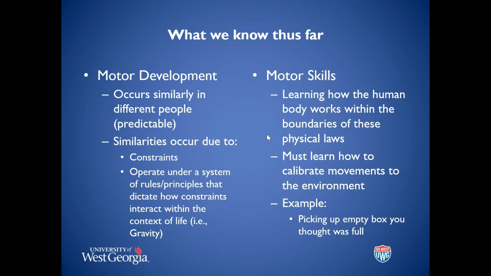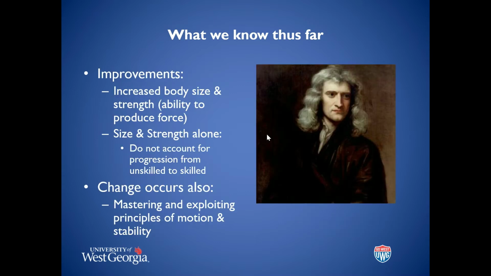And then also related to that is motor skills. So learning how our human body works within the boundary of the physical laws, laws of motion and gravity and all the things to do with physics. We have to learn how to calibrate ourselves in this environment. How do we manipulate that? Astronauts, when they go into space where there's low gravity, have to adjust their motor skills, and it can take some time. One example of your motor skills, learning how to use your body in an environment with gravity, is picking up an empty box when you thought it was full. That jerk of, I used way too much force, and how you adjust for those types of things.